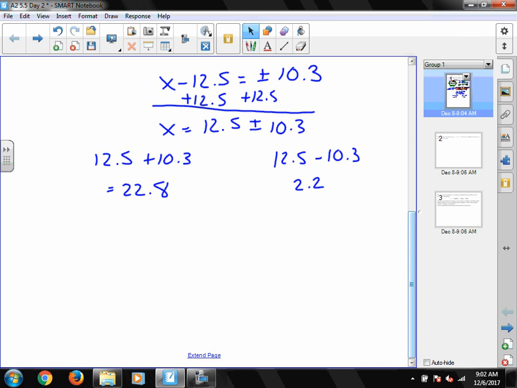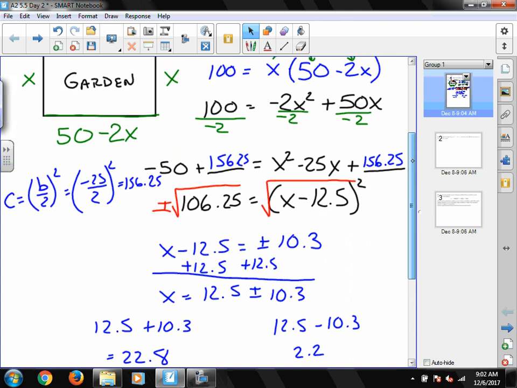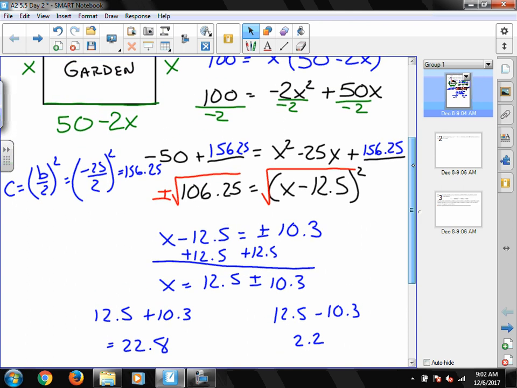Now, we need to figure out which one of these we're going to use here. We've got 22.8 and 2.2. So we've got to figure out what we can do. So let's take a look at our side here, 50 minus 2x.